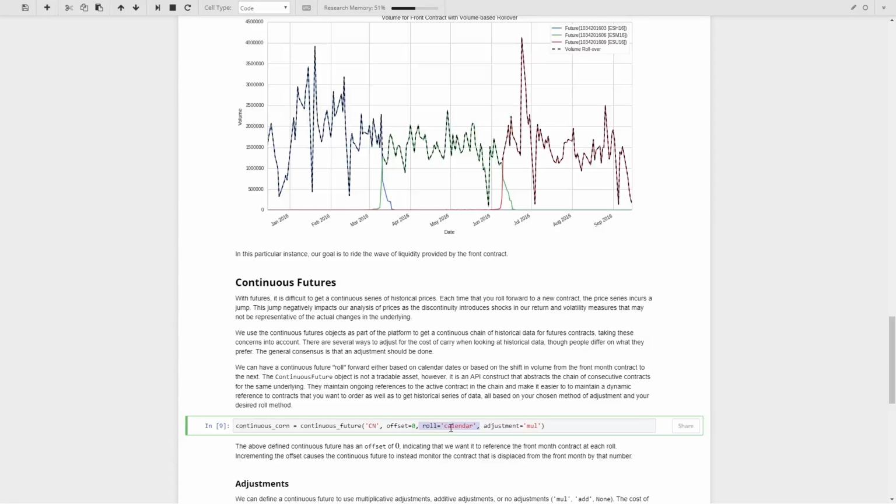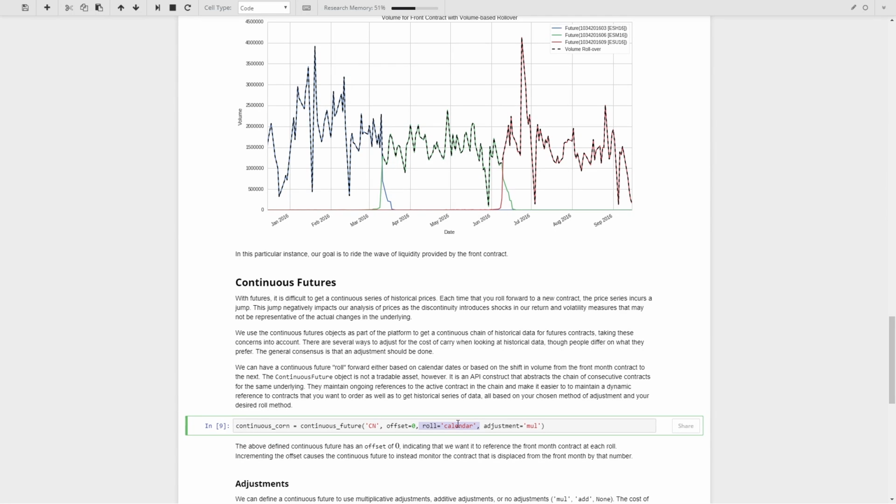So this roll parameter indicates how we want the continuous future to start looking at the next contract. What calendar says is that at the same date each month, start looking at the next in the chain. And our other option is volume. So when the volume of the next month eclipses this month, that's when we roll over. That's when it starts pointing at the next contract in the chain.